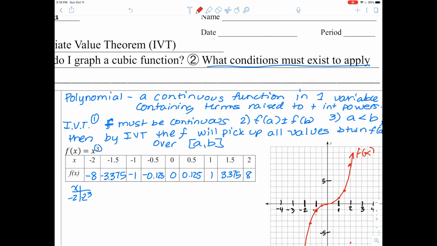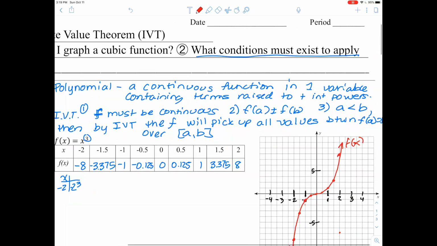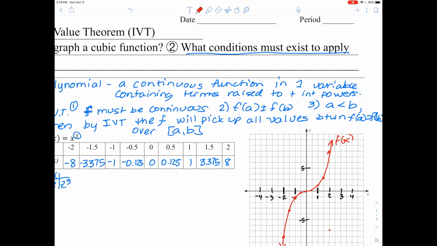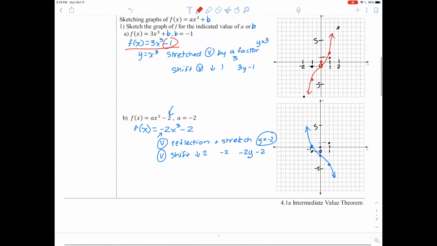So recall that in order to do that, the function has to be continuous. If it's a polynomial function, then it is. The output, the f of a, cannot be the same as the f of b, and a has to be less than b. Or b can be less than a. That could happen too. It just depends on how we label it. But in this case, the first input's less than the other. Well, the two outputs, one has to be greater than the other, basically.